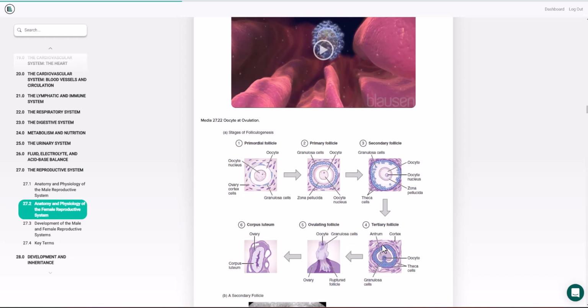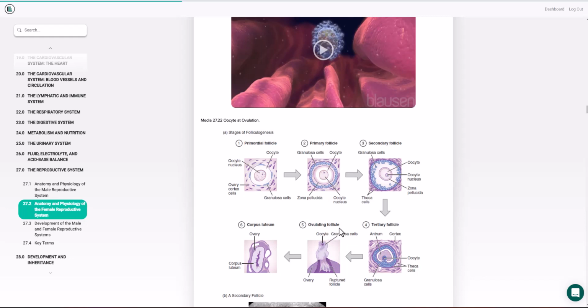Then this tertiary follicle, this mature follicle, will be released from the ovary. It'll rupture through the outer membrane of the ovary. And sitting out here when it erupts will be the fimbriae. Those fimbriae at the end of the fallopian tubes will catch this egg. And this egg will then be up in the fallopian tube.